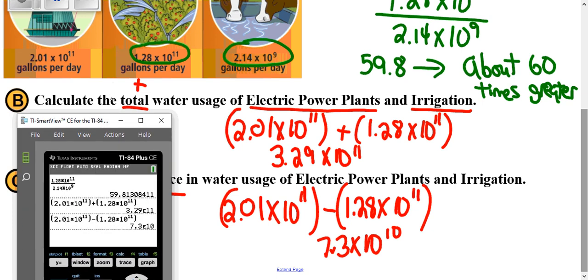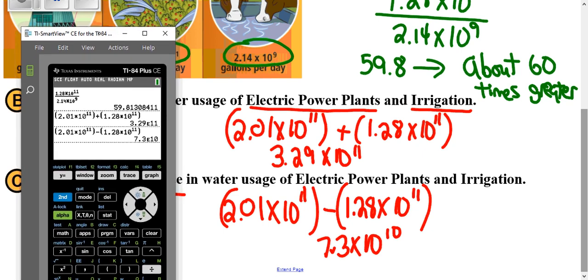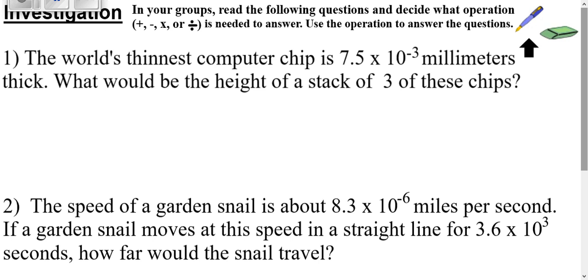And then the third, C. C is calculate the difference. When they say difference, obviously, that is subtraction. In water usage, for the electric power plant, which is 2.01 times 10 to the 11th, and irrigation, which is 1.28 times 10 to the 11th, and you get 7.3 times 10 to the 10th, and that's basically what the answer is. So all of these basically require your reading skills and your knowledge of scientific notation.